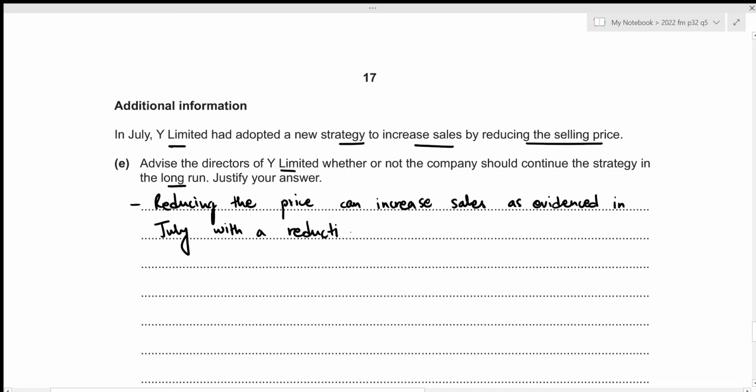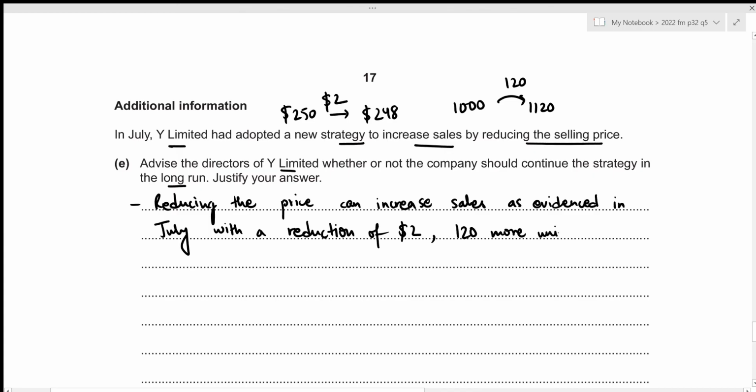Previously, we had our budgeted selling price to be 250 and we reduced it to 248, which means that there is a reduction of $2, right? And we had our budgeted number of units to be 1,000 and the actual one was 1,120, which means that there is an increment of 120 units. So 120 more units were sold.